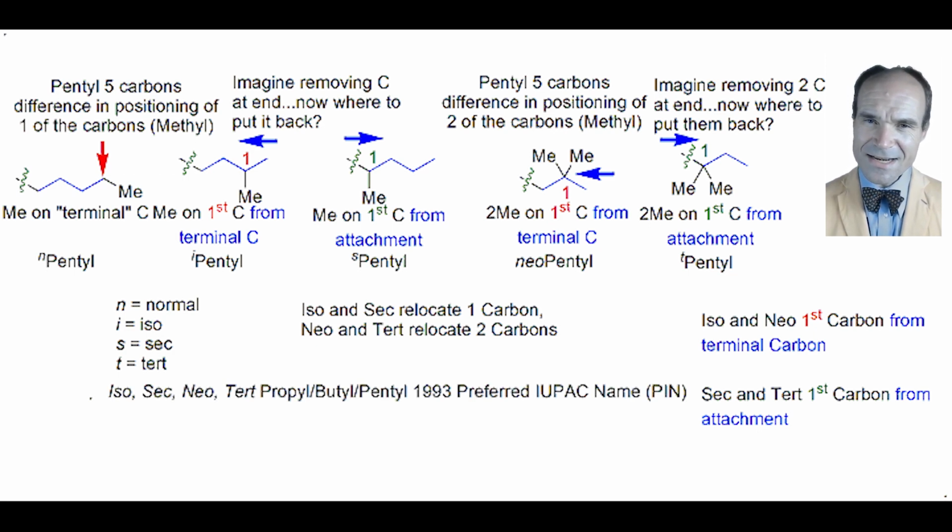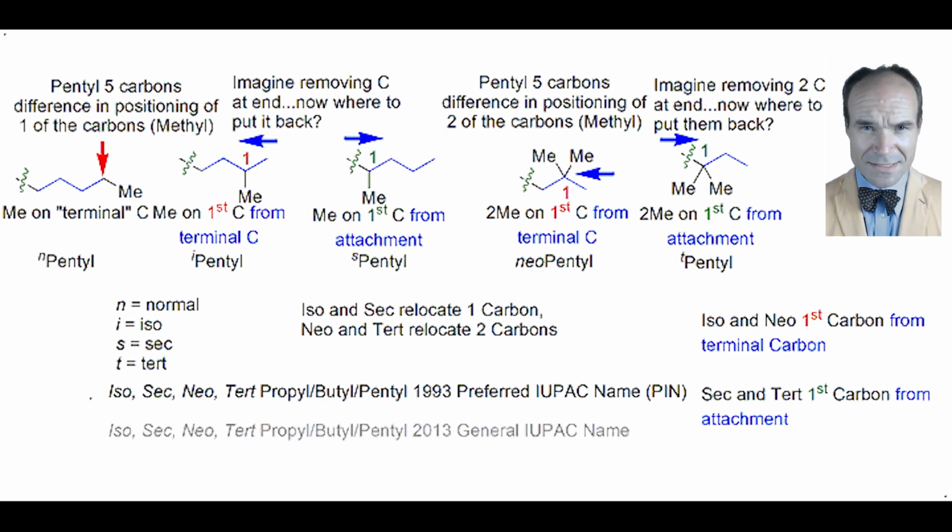Iso, sec, neo and tert, with propyl, butyl and pentyl where applicable, in 1993 were preferred IUPAC, that's the International Union of Pure and Applied Chemistry, nomenclature. So they should have been used to meet the strict IUPAC name. But since the rule change in 2013, they have been downgraded to only general IUPAC nomenclature.